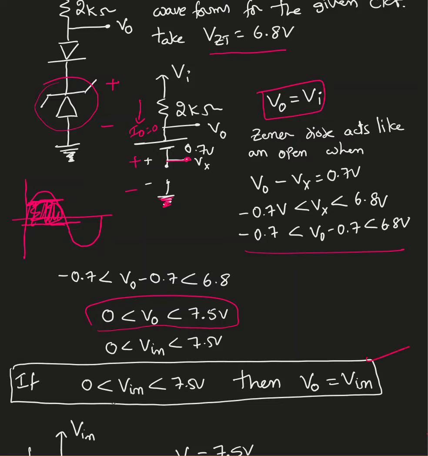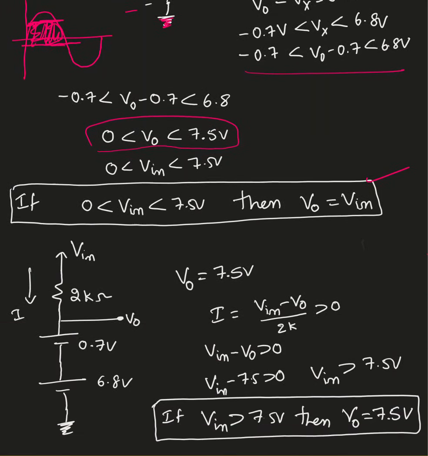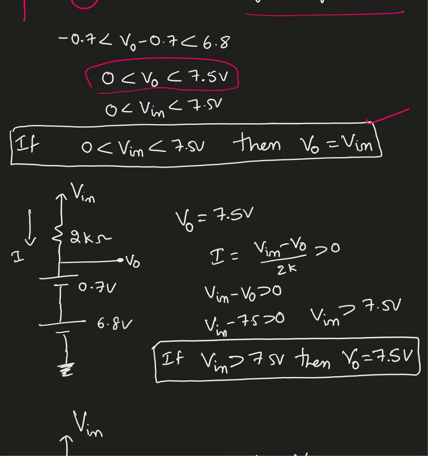As long as my input is between 0 and 7.5 volts, my V naught equals Vin. Now, when this is closed, my output equals 7.5 volts, because of plus 0.7 there and plus 6.8 there. Here there is some current passing through the circuit, going downward. So Vin minus V naught over 2K must be greater than 0, so Vin minus V naught must be greater than 0. Based on this condition, if Vin is greater than 7.5 volts, then my V out equals 7.5 volts.